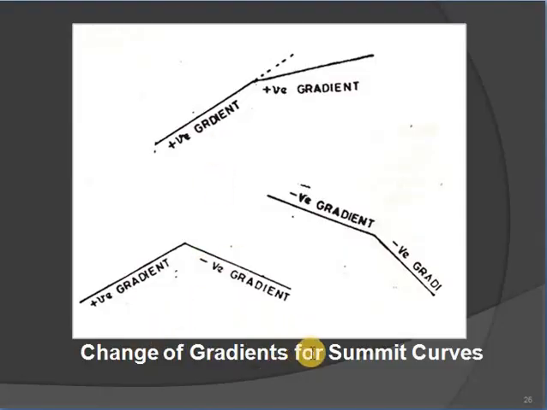So you can see the change of gradients for summit curves. Up is a positive gradient and down is a negative gradient. Similarly, going up is a positive gradient, and again from up to up, another up is also a positive gradient. And from up to down, that is a negative gradient, and going more down is a negative gradient.